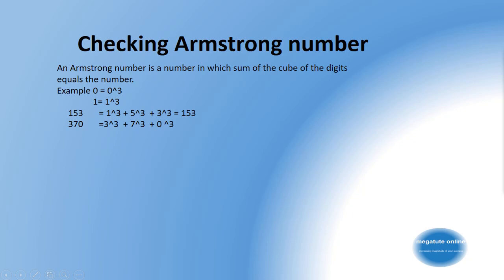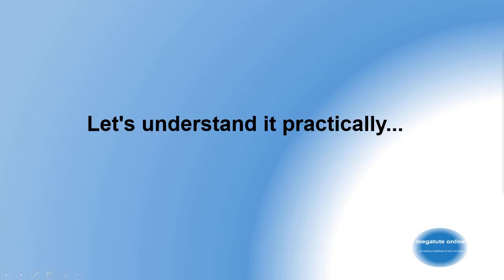So 1 cube plus 5 cube plus 3 cube, if you solve it, that is 1, 125 and 27, becomes 153. So this number is an Armstrong number. Similarly, if I say 370, 3 cube plus 7 cube plus 0 cube will again become 370. So that's again an Armstrong number. So let's do this practically and try to understand how it works with some more examples. All right. So let's move to BlueJ and do all this practically.